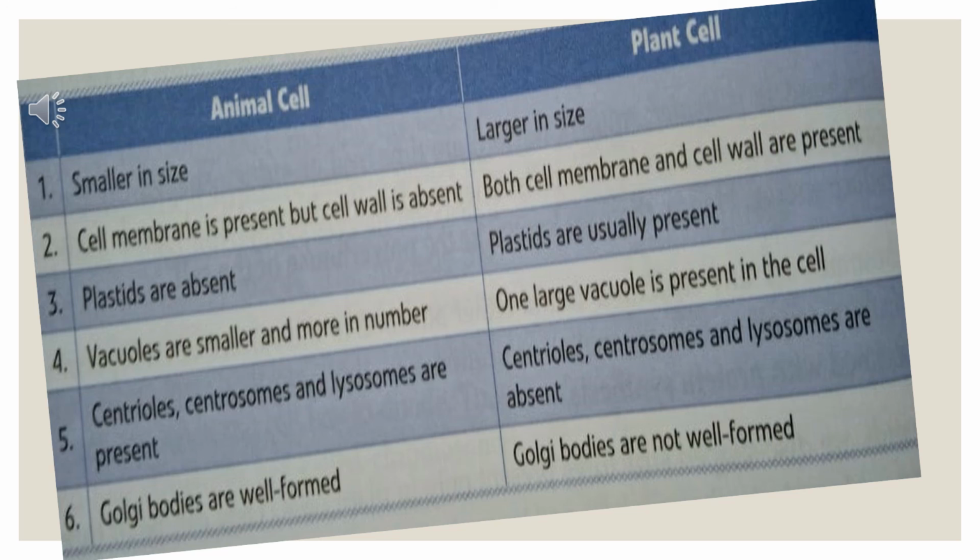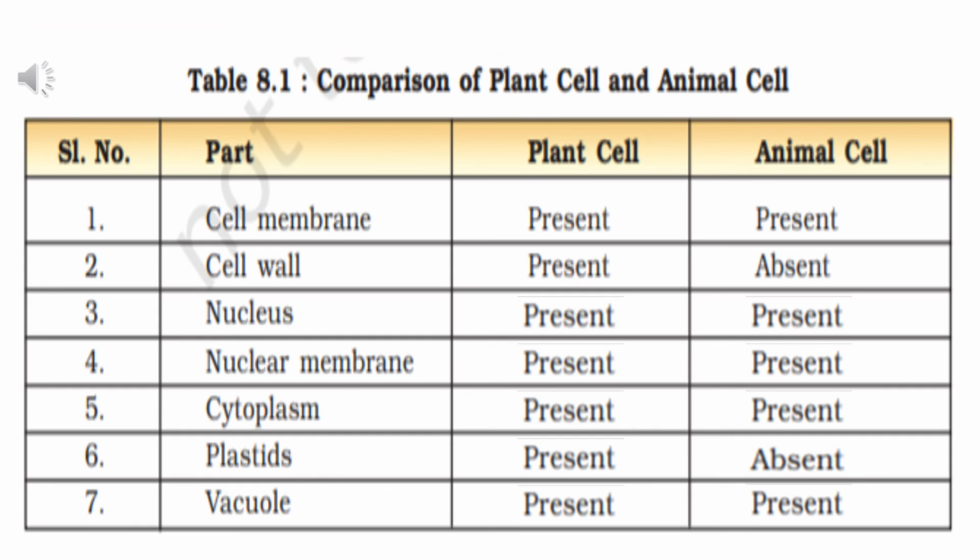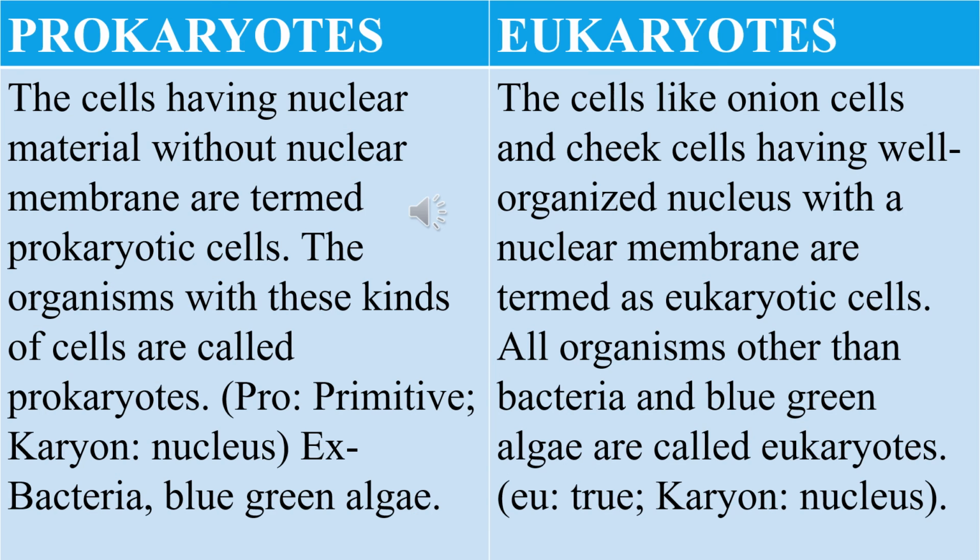Centrioles, centrosome and lysosomes are present only in the animal cell, and these are absent in the plant cell, children. Golgi bodies are well formed in the animal cell, whereas in the plant cell the Golgi bodies are not well formed, children. This table shows the comparison of plant cell and animal cell. We have already discussed this, no? The only difference between the plant and animal cell is that the cell wall is absent in the animal cell, and plastids are absent in the animal cell.